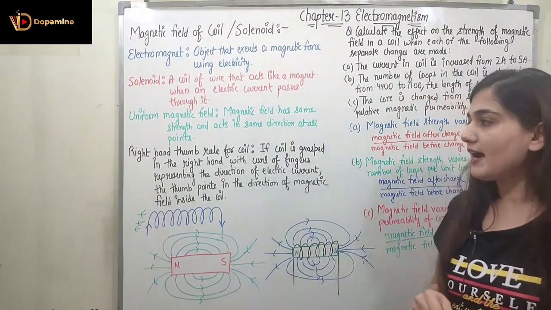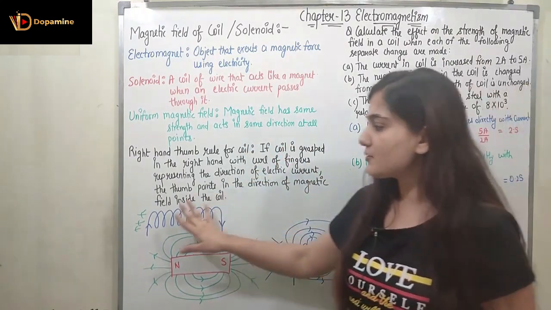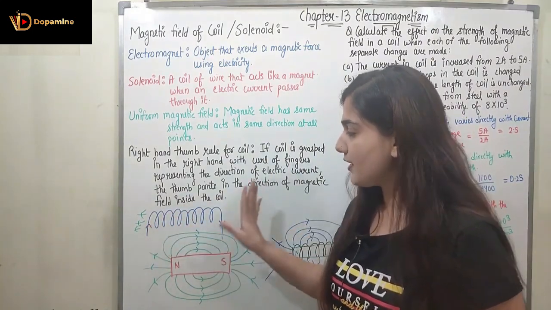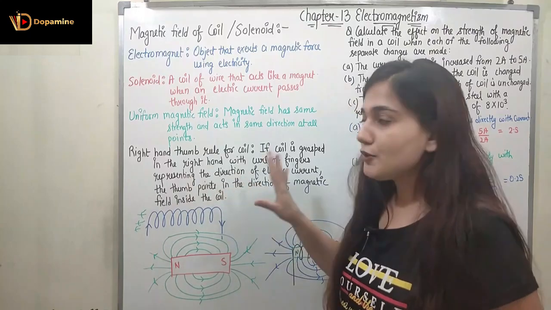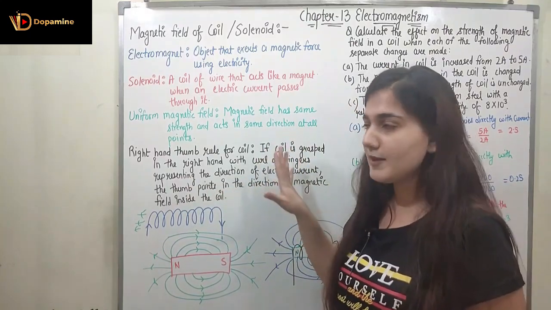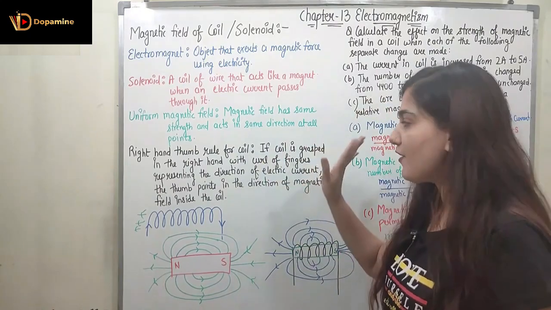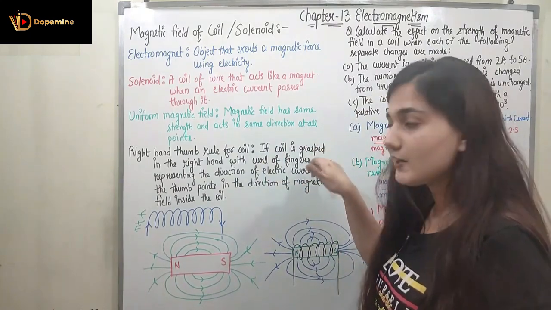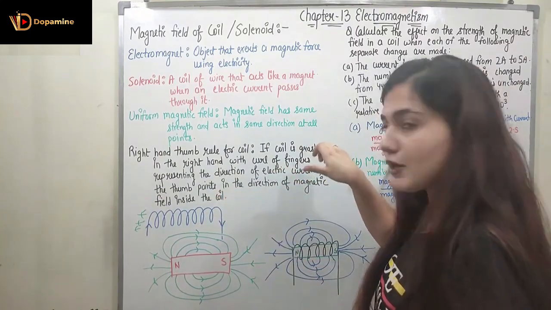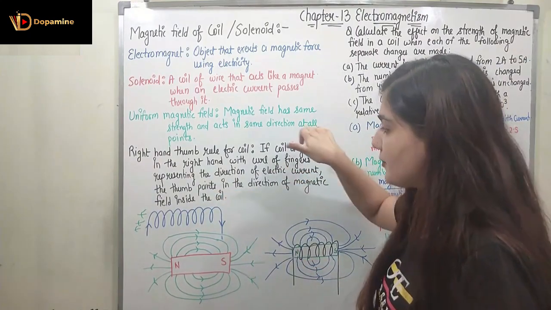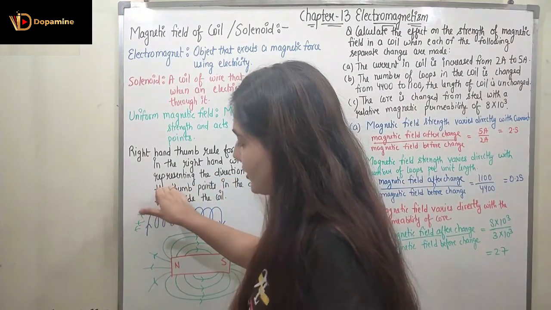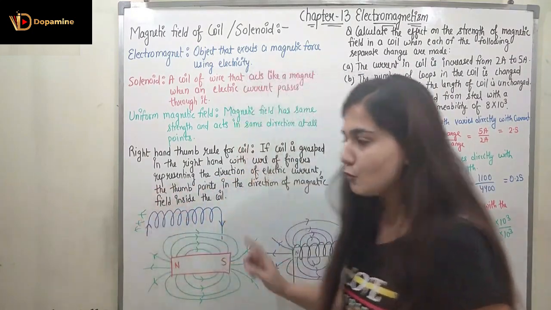Now coming to the right hand thumb rule for the coil. If this is my coil and the current is passing in this direction, I have to take my right hand and find the direction of the magnetic field. I fold my fingers in the direction of the current. The current is moving like this, so I fold my fingers in the direction of the current. Now the thumb represents the direction of the magnetic field, which here is outward, right?